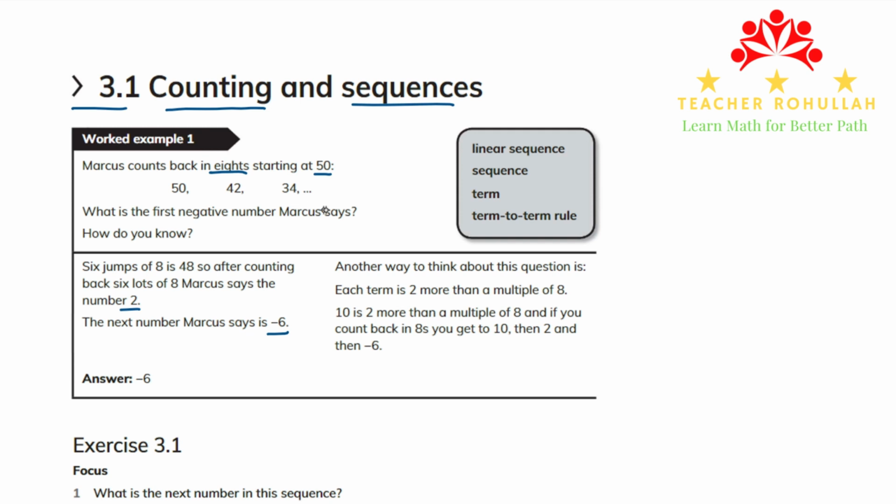The other way that is answered here says, another way to think about this question is, each term is 2 more than a multiple of 8. So 10 is 2 more than a multiple of 8, and if you count back in 8s, you get to 10, then 2, and then negative 6. So this is the other way that's answered here. I think there's no need for more explanation because the explanation is given in detail here. Let's now go straight to question number 1.